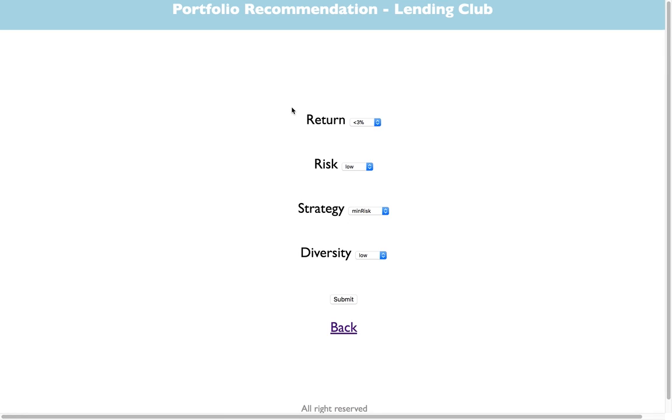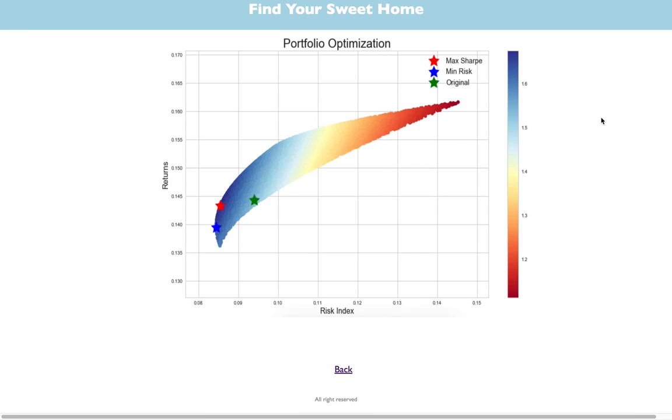In our platform recommendation UI, the clients can select the risk they want, the returns, the strategies, and the diversity. The default values are provided for investors. If we select default and submit, we can see the portfolio recommendation result. It contains all the possible combinations of the portfolio.